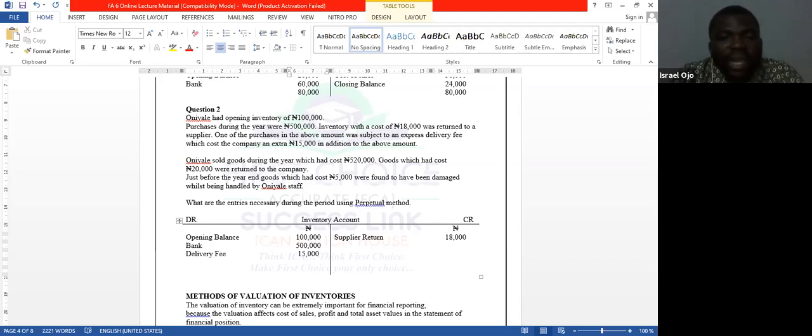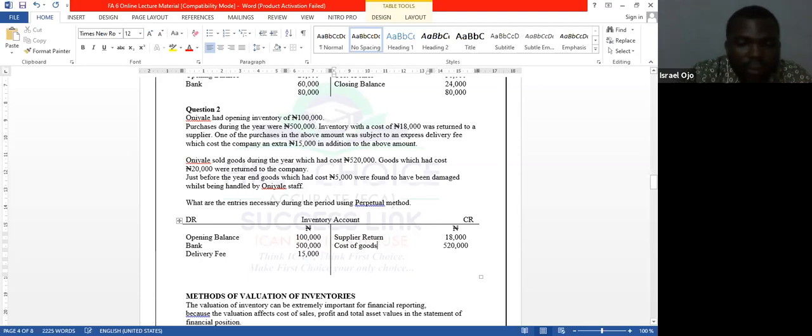So we have only yearly sold goods during the year which had cost 520,000. So yearly sold goods during the period, it cost them 520,000. So we have this cost of sales. The cost of sales here is 520,000. That was the cost of sales. So the second leg also we find under the cost of goods sold or cost of sales.